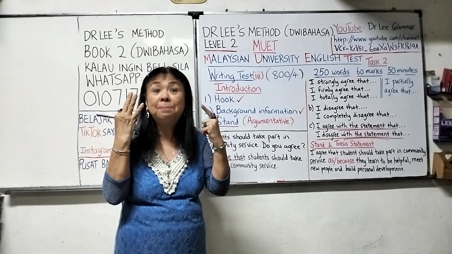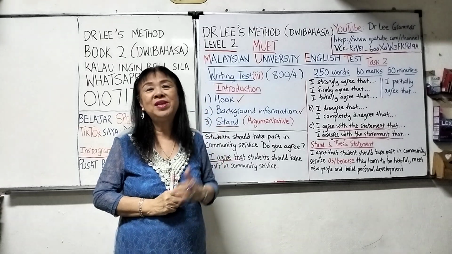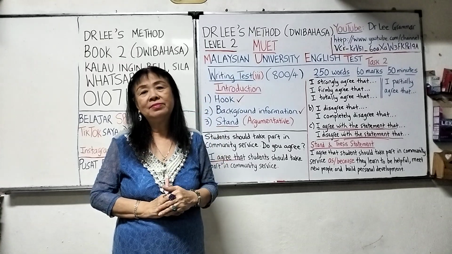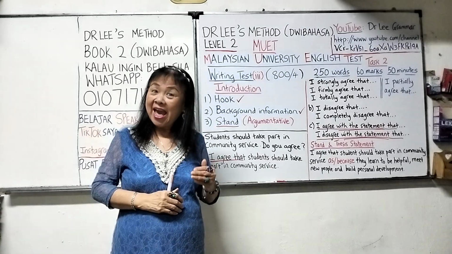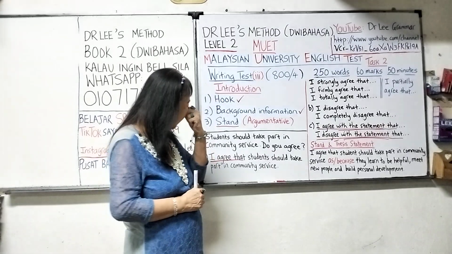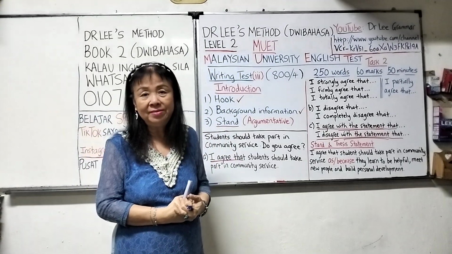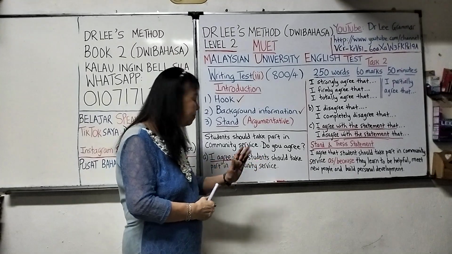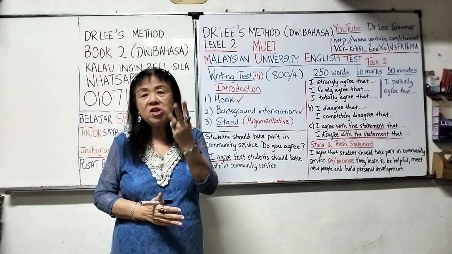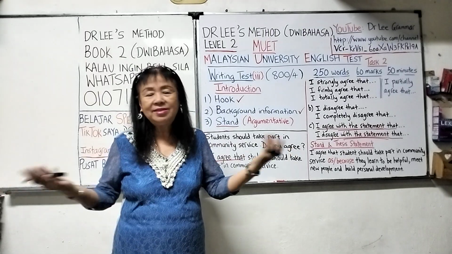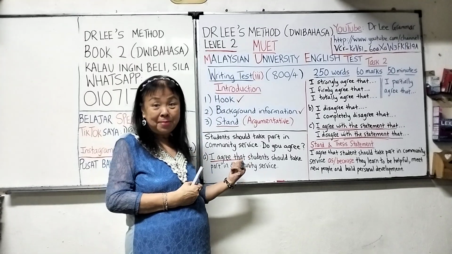Please try to remember, because this line must be there. We want to know your opinion. We want to know your stand. So you just write, I agree that, three words only. And then you copy the sentence, the question. Write down the question, the topic. So, I agree that students should take part in community service. After that, your thesis statement. Thesis statement means your 3 main points. That's it. Go to the second paragraph after your thesis statement. So this is the third part.